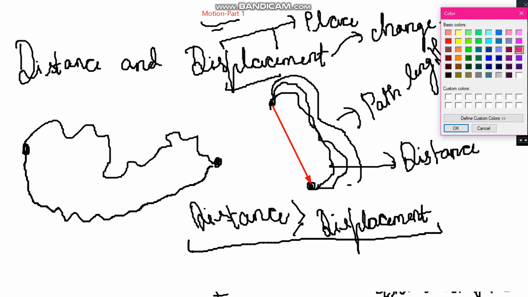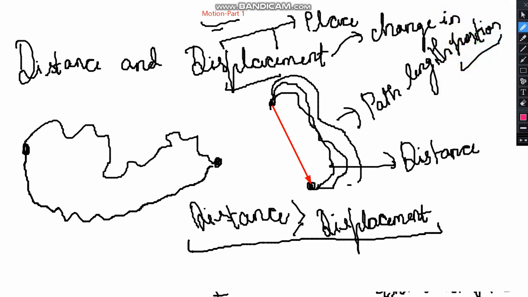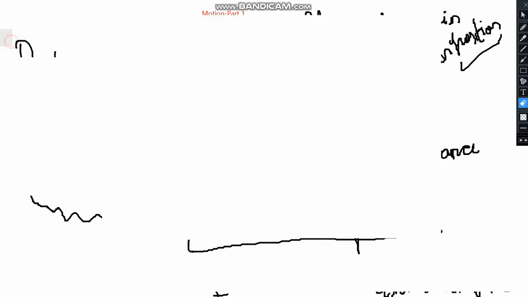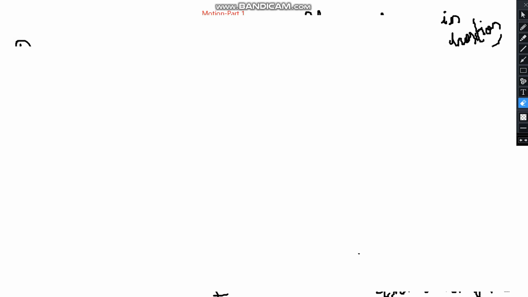And the displacement here, they are asking. So the displacement here is this. This is the displacement. So let's try to understand these things by using sums. With the help of sums, we can briefly understand all of this.